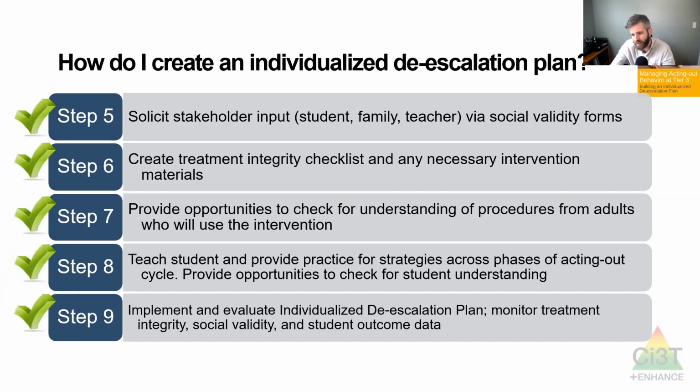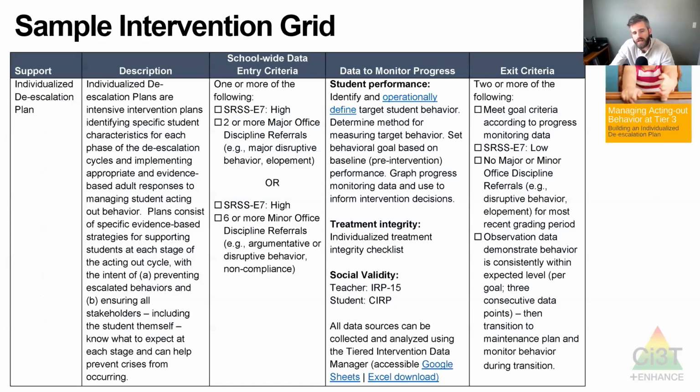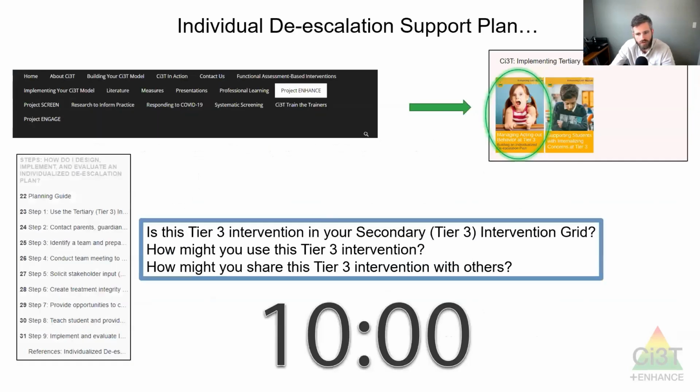You'll notice I did not go into great detail about each of those steps, but rest assured that if this is an intervention you're looking for resources to implement at your school, each of these is detailed in microscopic detail. There are all the forms and guidance that you need to actually get this off the ground at your school in this module. So we definitely encourage you to check that out if you're interested in implementing individualized de-escalation plans. We do want to take us to a breakout room now. We'll have about 5 or 6 minutes to talk about this module, and then we'll come back and talk about internalizing behaviors at Tier 3.